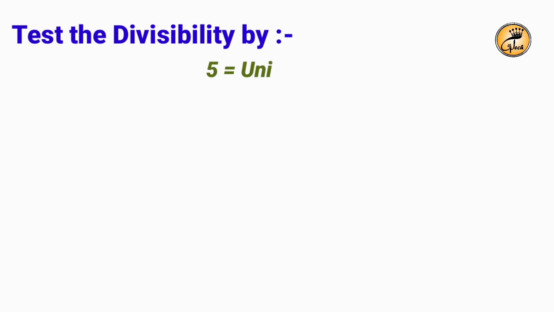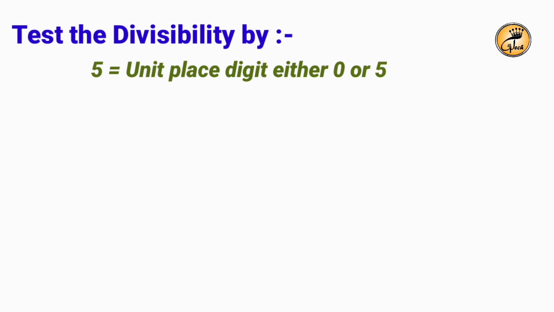A given number is divisible by 5 only when its unit digit is 0 or 5. For example, 930, 715, 65 and 900.